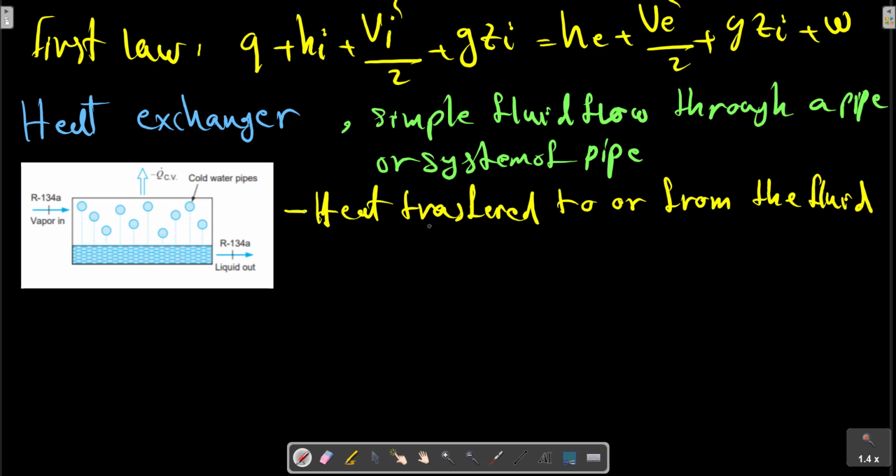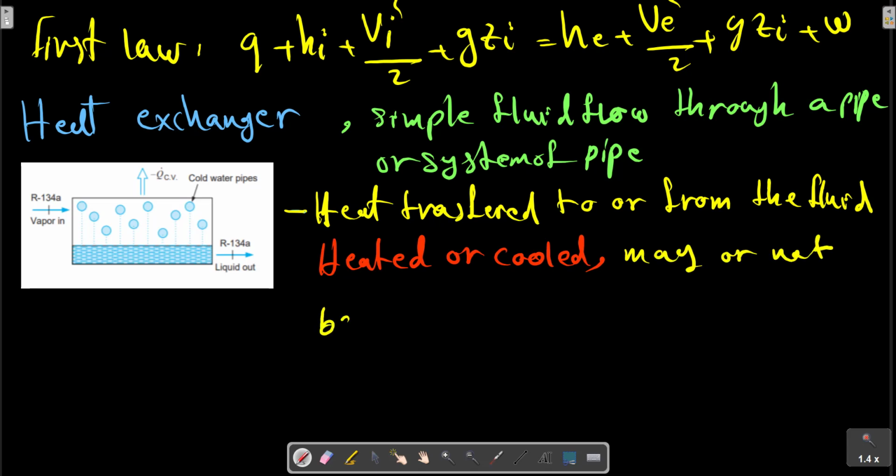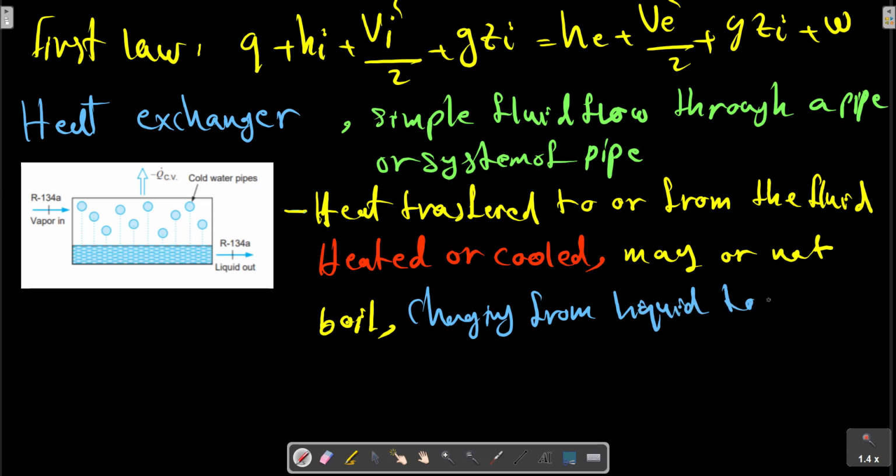The fluid may be heated or cooled and may or may not boil, changing from liquid to vapor, or condense, changing from vapor to liquid.